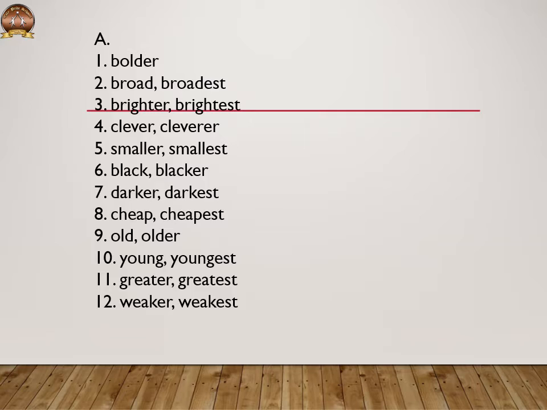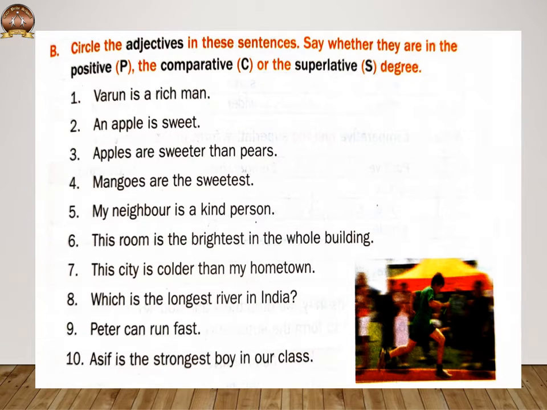correct answers or not. Now this exercise: circle the adjectives in these sentences and write whether they are positive, comparative or superlative. First sentence, rich man. Obviously no comparison happening because we don't see ER and EST or than, and there is nothing that is compared, so it is positive. The apple is sweet. Yes, you got it right.